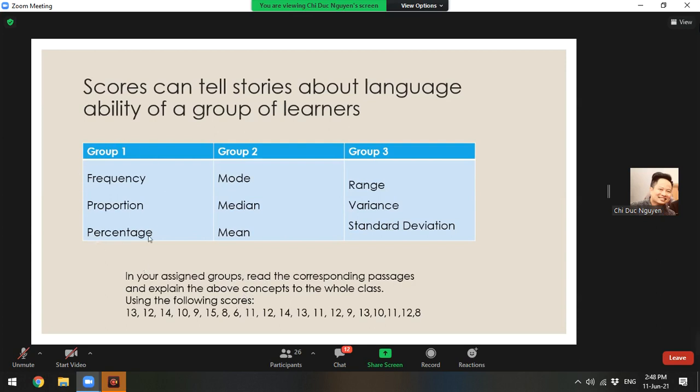Why do we need this one? Why do we need to identify the frequency, the proportion, and the percentage?